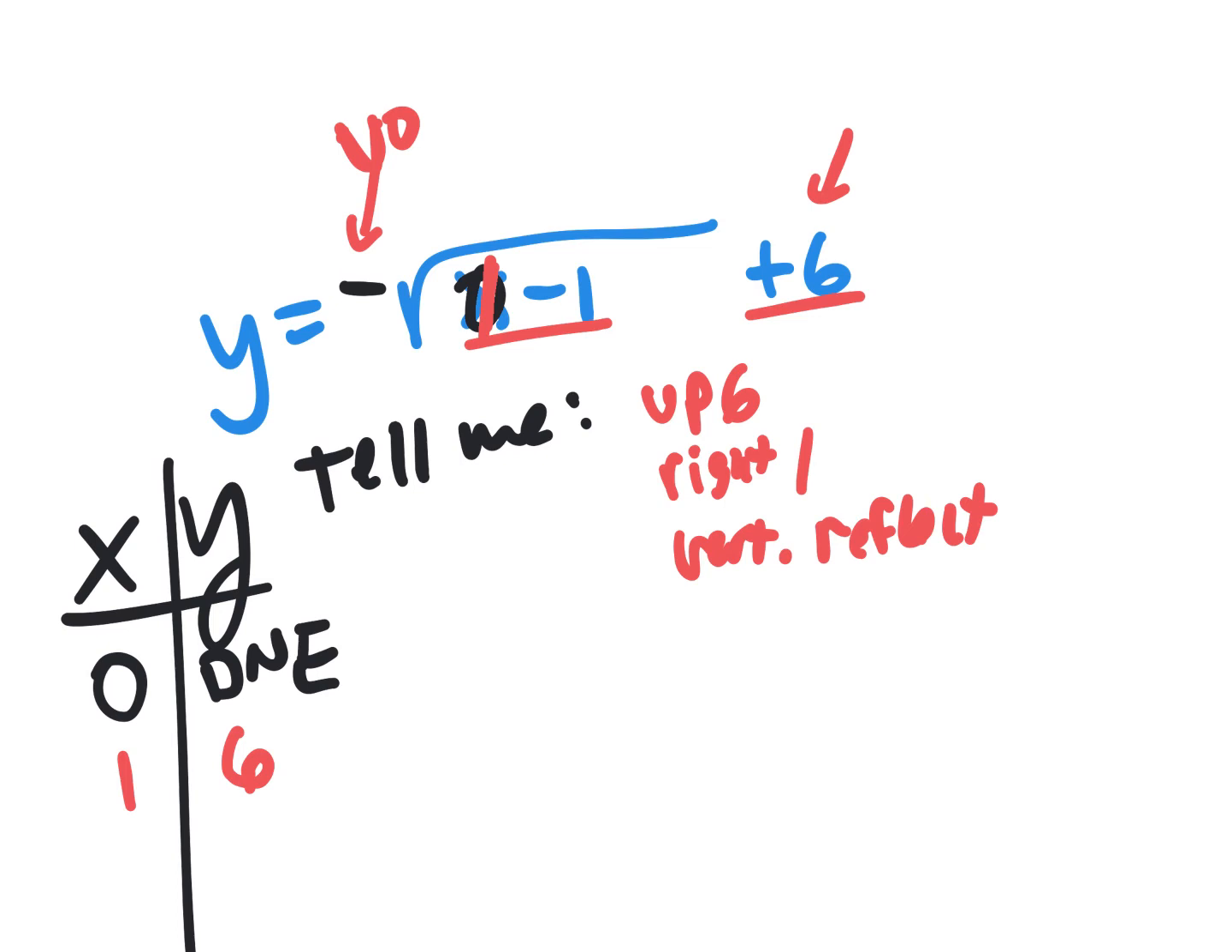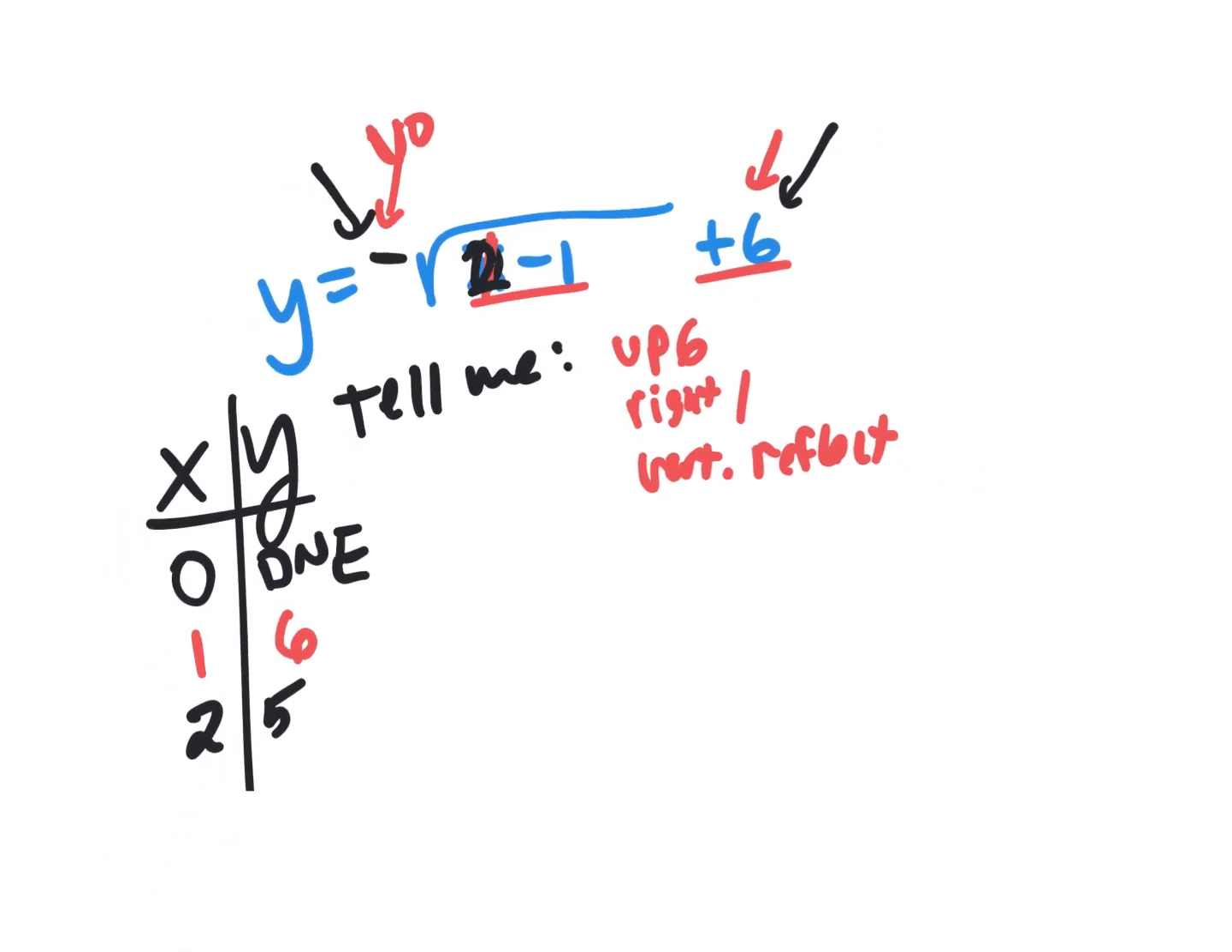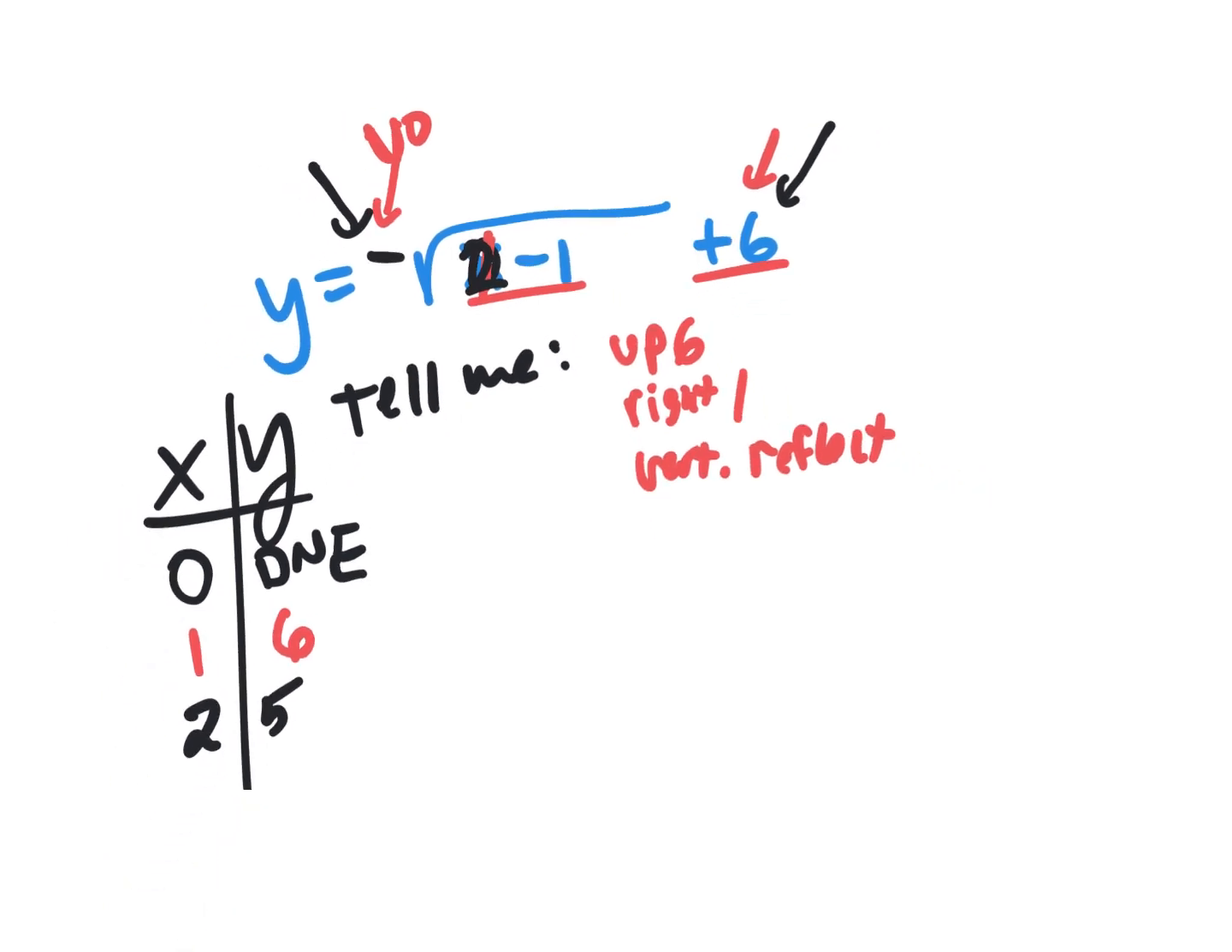Now, it's really common for kids to go put 2 in, but I hope some of you caught that 2, wait a minute, that's actually going to work. I thought it wasn't. Square root of 2 minus 1 is the square root of 1. Square root of 1 is 1. Then I make it negative. -1 plus 6 is 5. I've got 2 points so far. Got to get one more point.